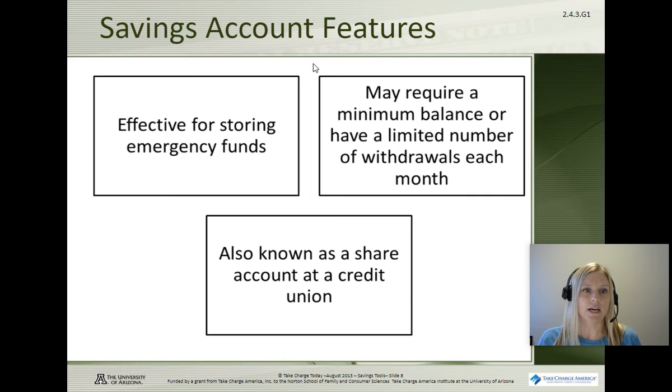Features of savings account. It is effective for storing emergency funds, money that you want to be able to get access to very easily if there's an emergency. They may require a minimum balance or have a limited number of withdrawals each month, like I just mentioned. And if you're using a credit union, these are called a share account.